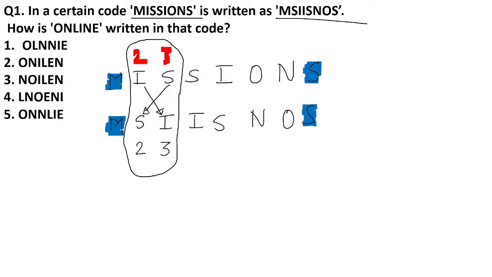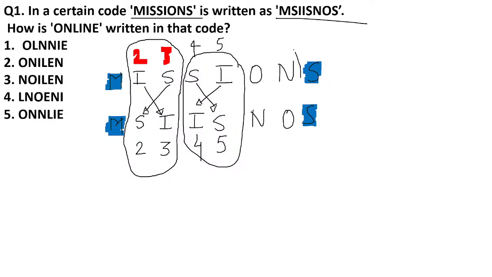Correct? Okay. Later on, for SI as well, for the fourth and the fifth letter. This is the fourth letter. This is the fifth letter. The fourth letter position has been interchanged with the fifth letter. That is, the position of S has been taken up by I and the position of I has been taken up by S. That is, they have interchanged their positions again. Similarly, for ON, they have interchanged their positions. Have you got it, students?